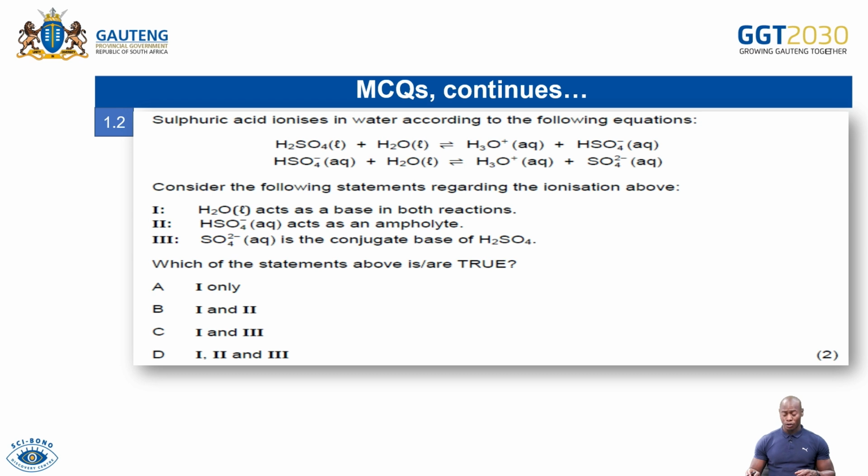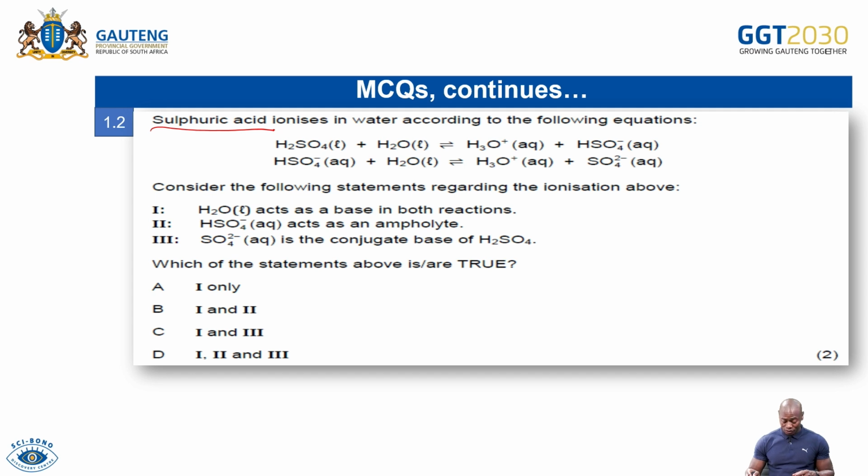That is your 1.2. Sulfuric acid. An acid is a proton donor, or a substance that produces hydrogen ions or hydronium ions in aqueous solution. That is according to Arrhenius, right? Sulfuric acid ionizes in water according to the following equation.